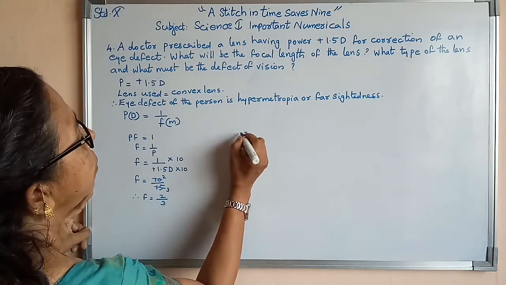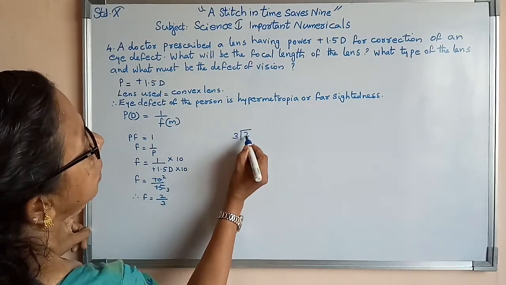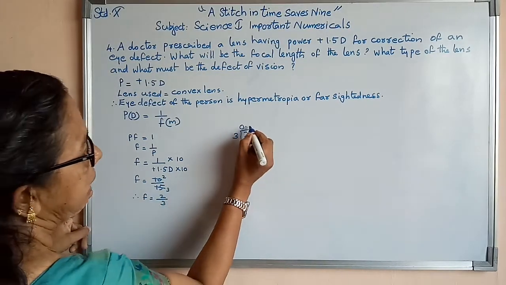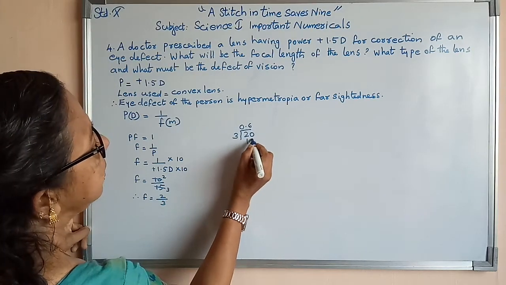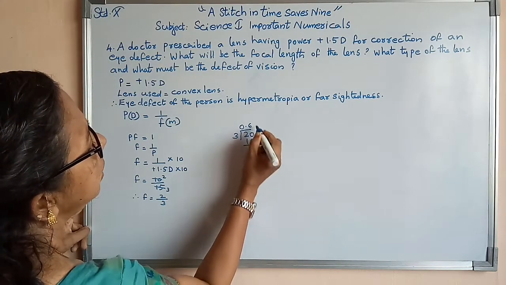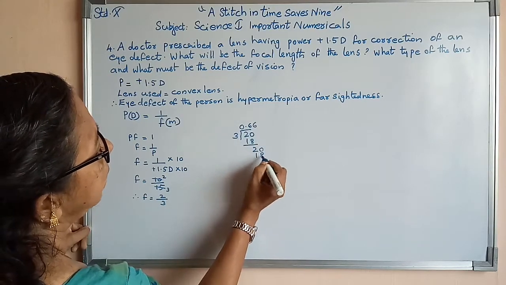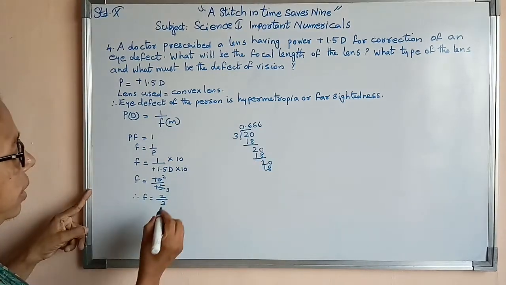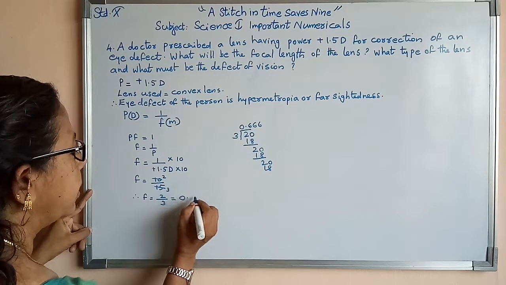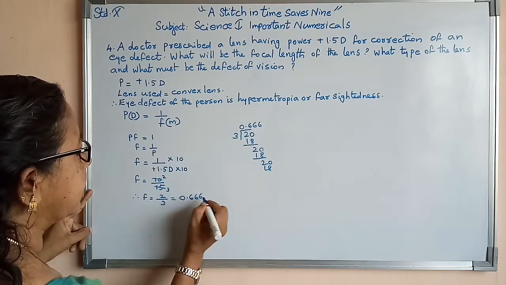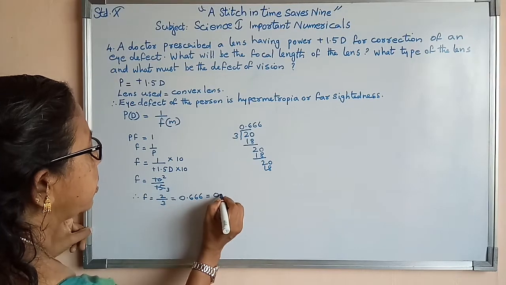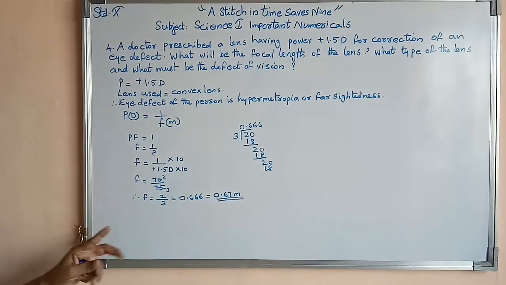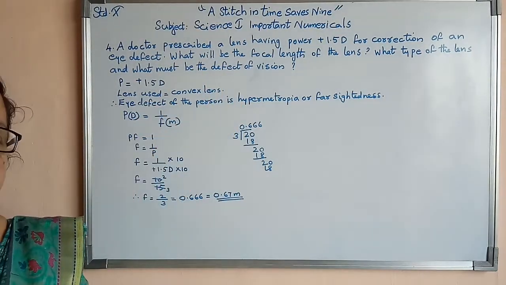Now we have to divide 2 by 3. In 2, 3 won't go, so 0 point. Then in 20, 3 sixes are 18. Again 2, 20, 6 again 18, again 2, 20, again 18, like that it will come. So your answer will be 0.666, or you can write it is equal to 0.67 meter. So we have got the answer now, that is the focal length of the lens. How much did you get?